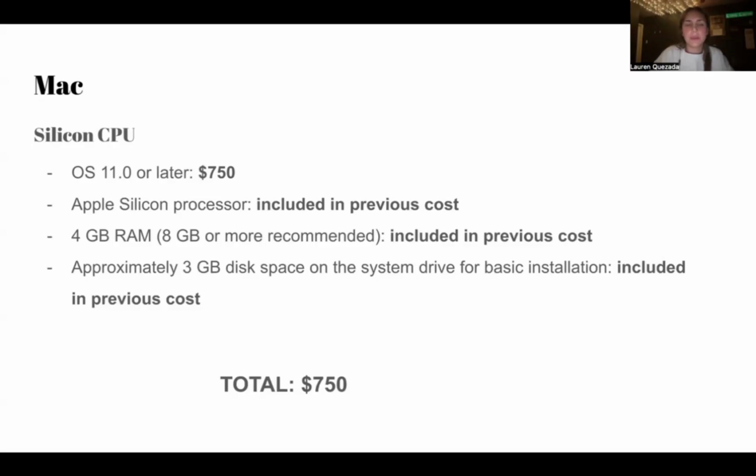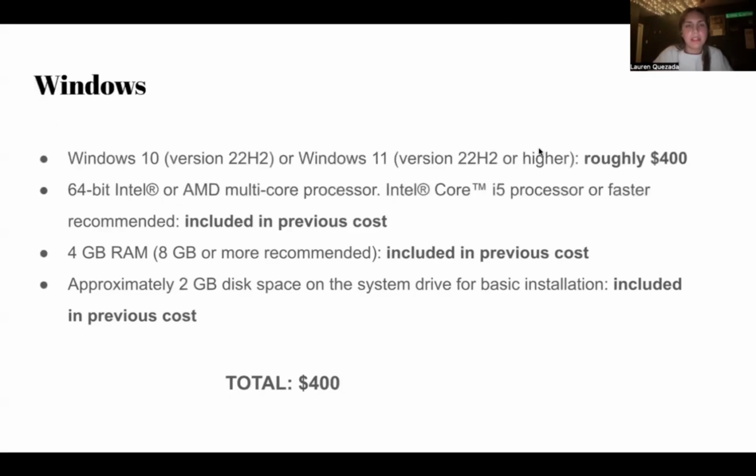So with the Mac with the silicon CPU, it would roughly be around 750. And so all these other requirements are already included in that cost. So the total would just be 750. And now lastly, for Windows, Windows 10 or Windows 11 will be roughly $400. And then all these following costs are also included in that. So that would most likely be the most budget-friendly option if you're looking to run a program such as Max.